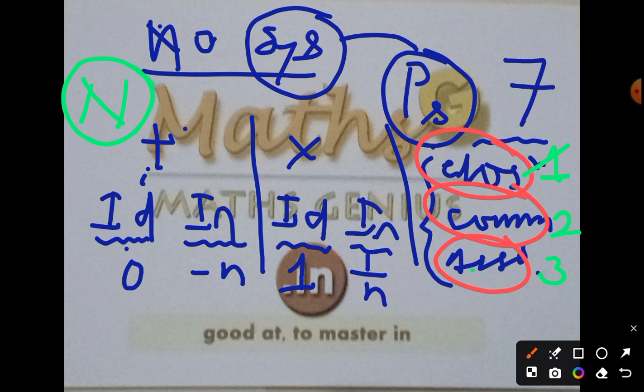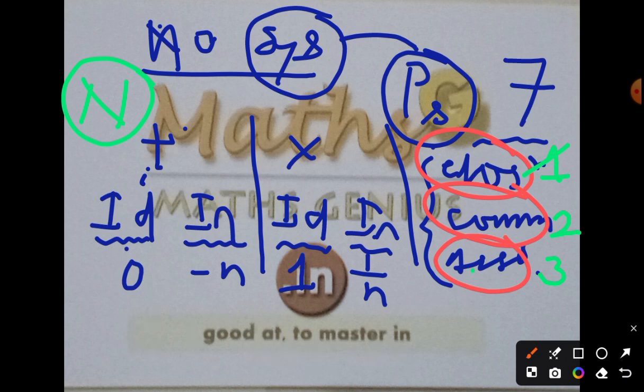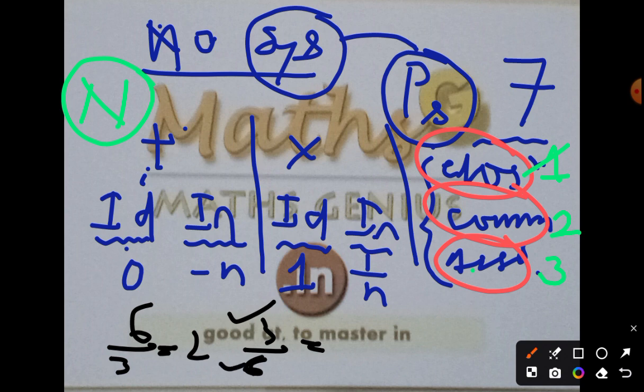The third is multiplication. Multiplication is closed, because 3 into 5 makes 15, and 15 into 5 makes a natural number. But division is not, because 6 by 3 gives 2, a natural number, but 3 by 6 is not. Can we write 3 by 6 in the natural number system? Yes, this is a natural number, but the result is not a natural number. That is what you should be focusing on.